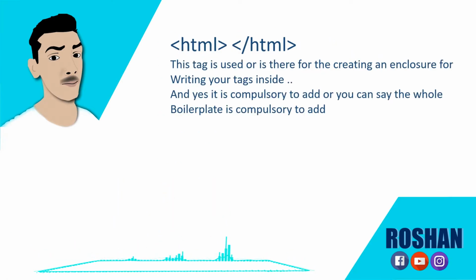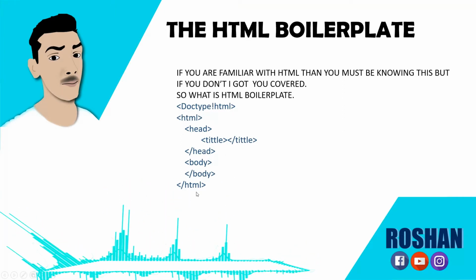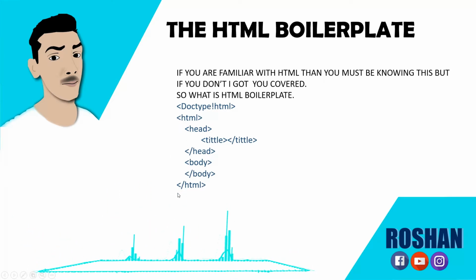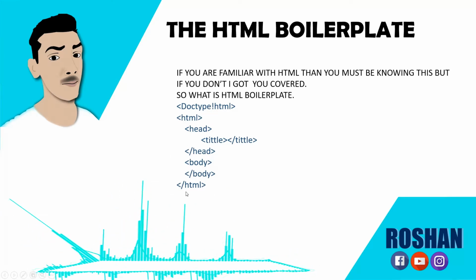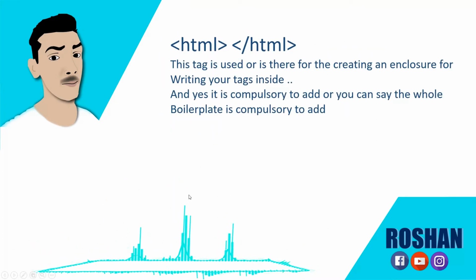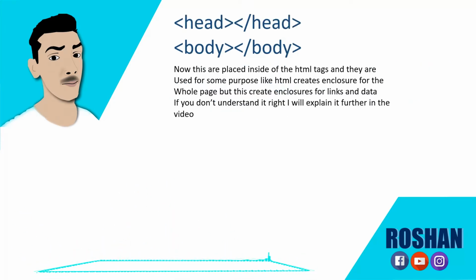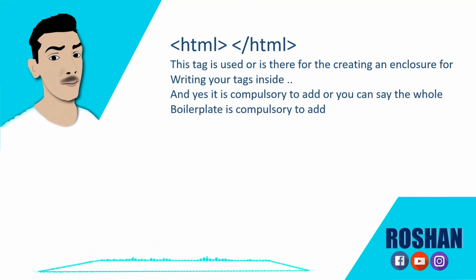The next tag is the HTML tag. This tag is there for creating an enclosure for writing your tags. As you can see over here, the HTML tag is on the top and the bottom, and all the tags are inside of this. So that's it. It creates an enclosure for typing all the code inside it. Further I will explain why we do that, so don't get confused right now. Please watch it till the end.